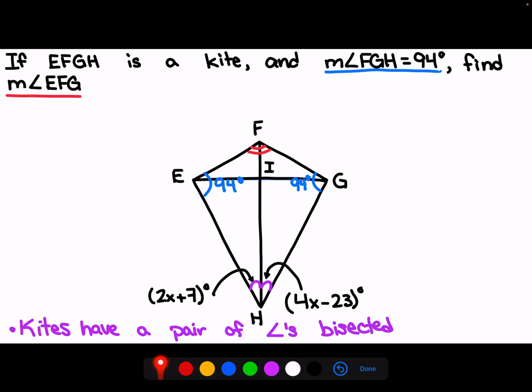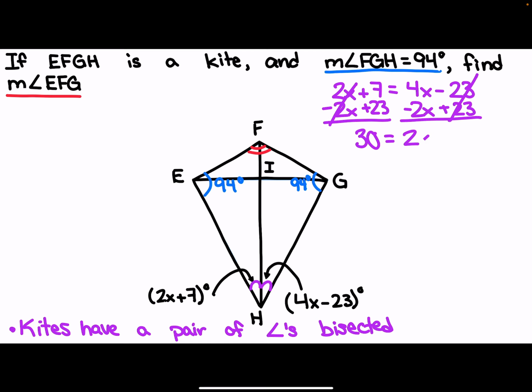Now, at this point, I know that within a kite, the total sum of degrees that we have is 360. So we're going to go ahead and use that in just a bit. However, since this angle down below is being bisected, I can use that to my advantage right now. I can say 2x plus 7 is equal to 4x minus 23. From there, I can go ahead and solve for x by subtracting 2x from both sides and adding 23 to both sides, giving me 30 equals 2x. Then dividing both sides by 2, we get x equals 15.